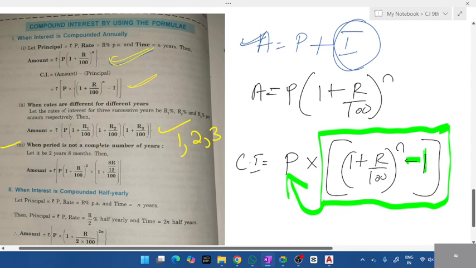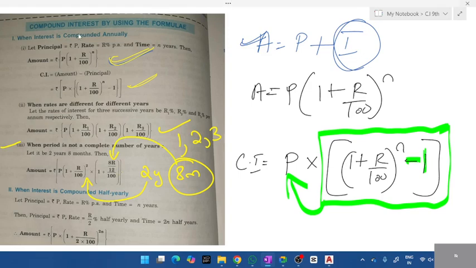When period is not a complete number of years, time period. When time period is not a complete number of years, what do you mean by that? For example, 2 years, 8 months. They give 2 years, 8 months. Then how do you solve? For 2 years, what's the formula we use? We use the normal formula. P into 1 plus r by 100 to the whole power n. Yes, sir. Right? For 8 months, what do we do? For 8 months, you have to divide 8 divided by 12. How do you convert?